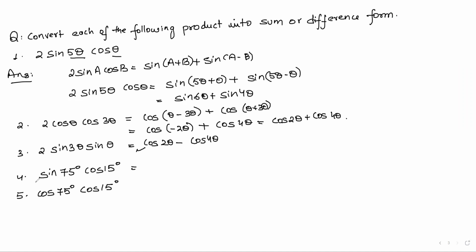Any idea how you can do the fourth one? Here we don't have the 2, so how can you solve it? Yusra and Rutvika, here the 2 is missing. So how can you solve this question? You both are on mute, so can you please reply on the chat box? How can you solve this one?